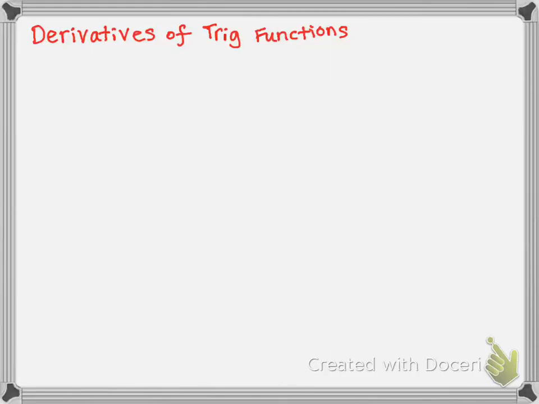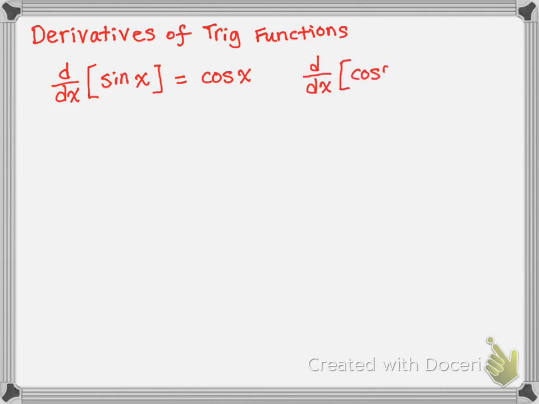Derivative of trigonometric functions. Using the sum of angle formula, we can derive that the derivative of the sine function, sine of x, is the cosine function, and the derivative of the cosine function equals negative sine of x.